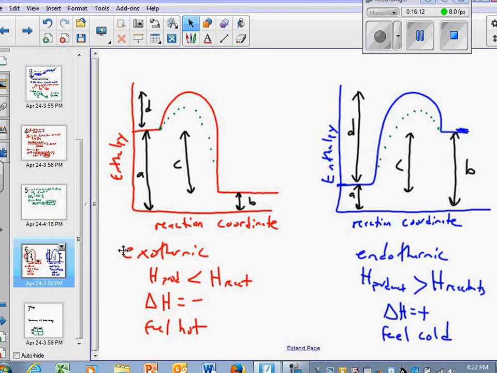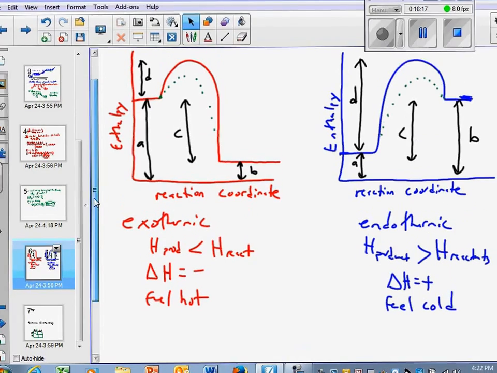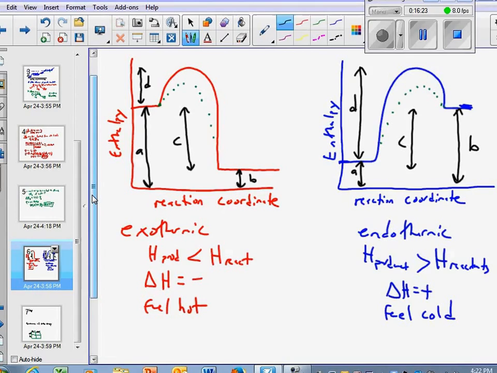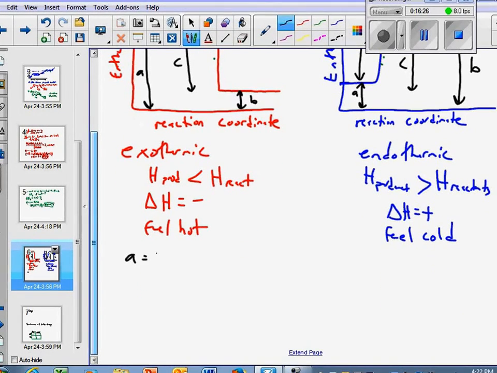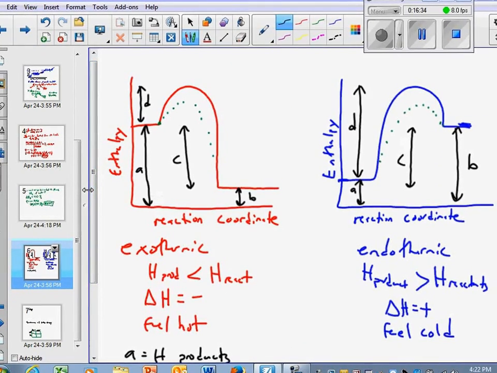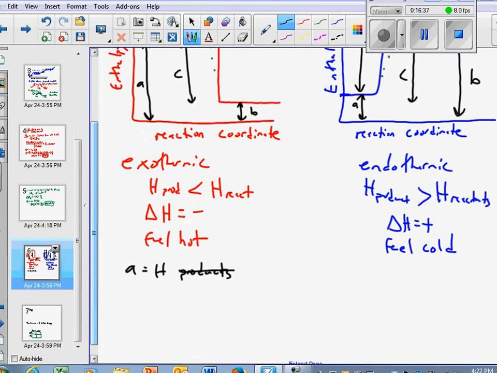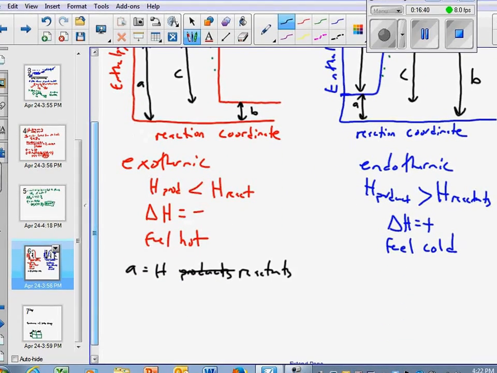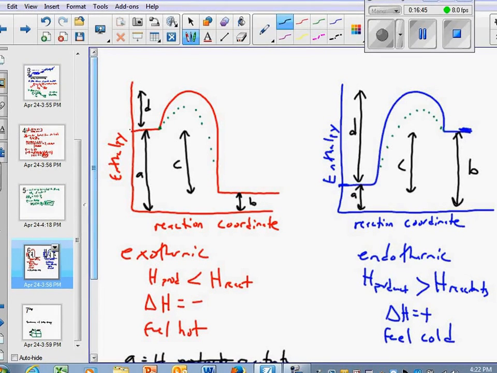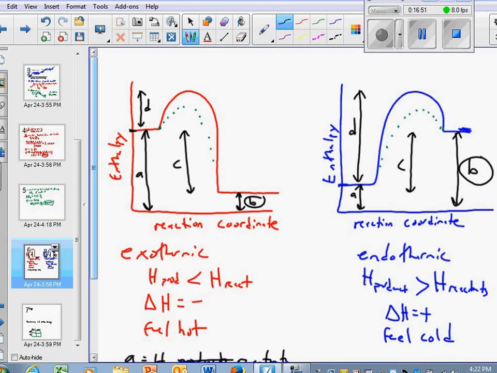So you'll notice I have a couple of lettered lines here. These lettered lines are important for you to be able to recognize. So on both diagrams, A is the heat of the products. That's how much energy is stored in the bonds for all the products... Oh, I'm sorry. A is the reactant. I apologize. That's how much energy is stored in your reactants. You recognize it because it's the one on the left. It's your starting point. Right? Letter B in both of them is the energy of your products.